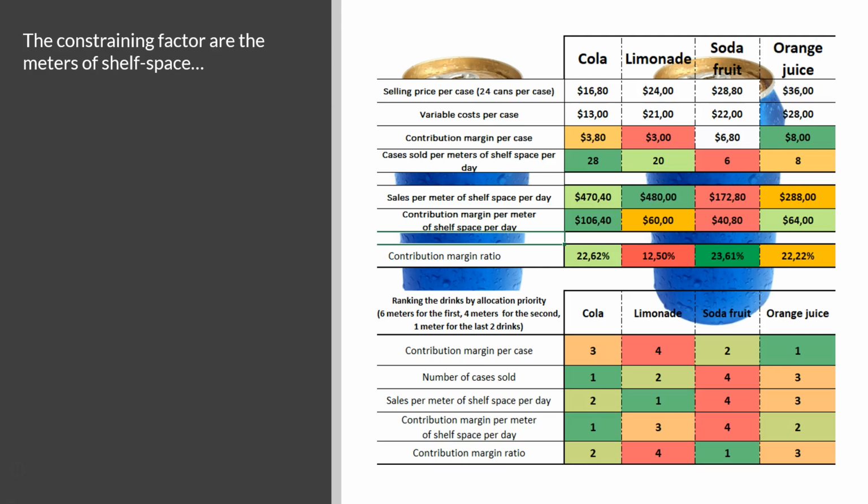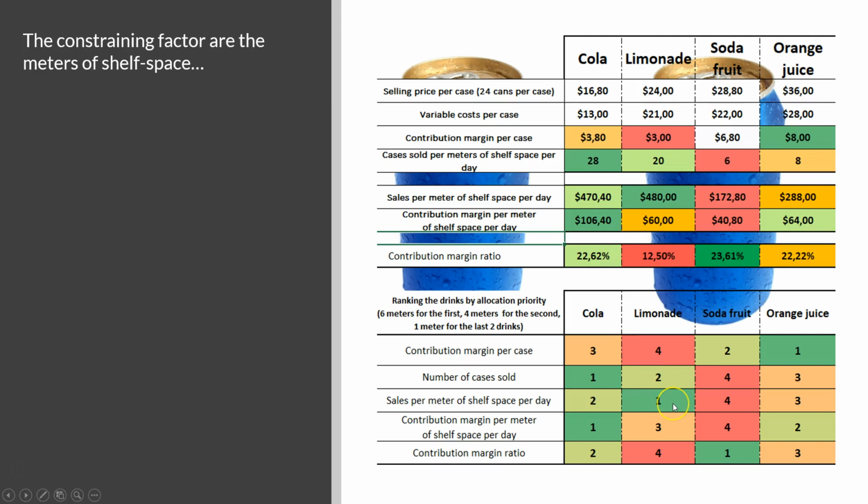The maximum quantity we can allocate is 6 meters. Then we have drinks which generate a low level of sales per meter of shelf space. So we will allocate such drinks the minimum quantities. They will be ranked number 3 and number 4 in our allocation because we want to give them the minimum number of meters. And that minimum number in the text was 1 meter. So we would give 6 meters to lemonade, 1 meter to soda fruit, 1 meter to orange juice, and there remain 4 meters to allocate to cola, which is the drink which ranks second.